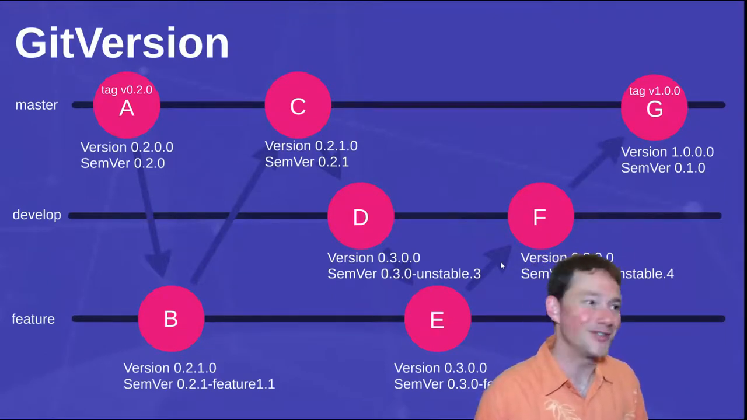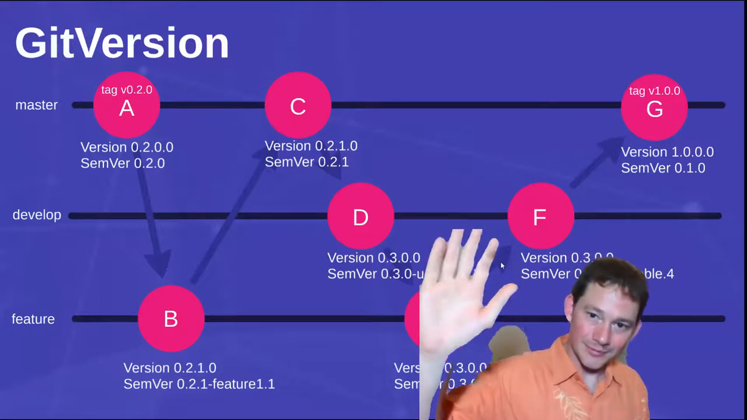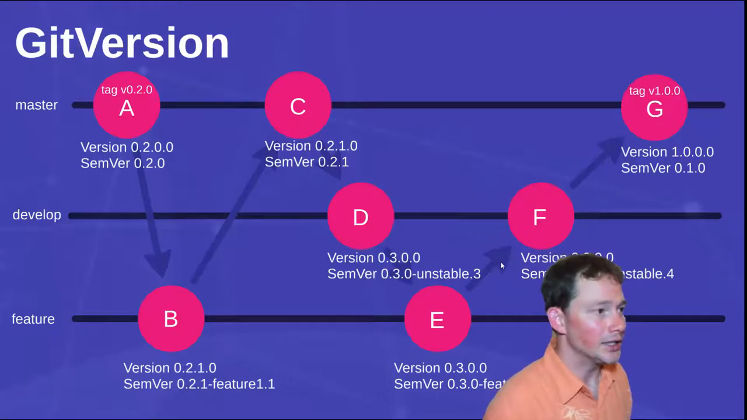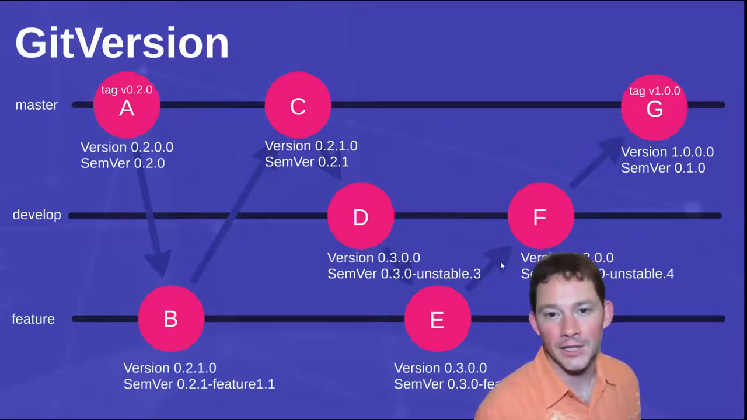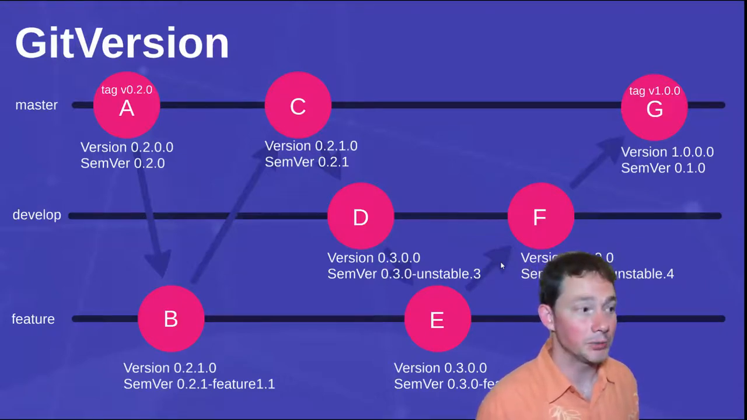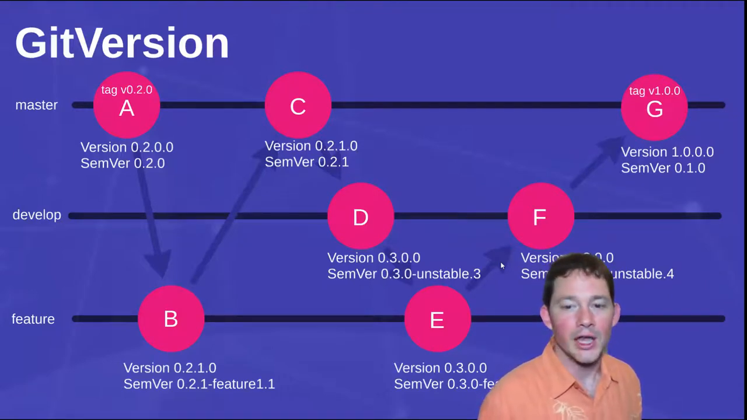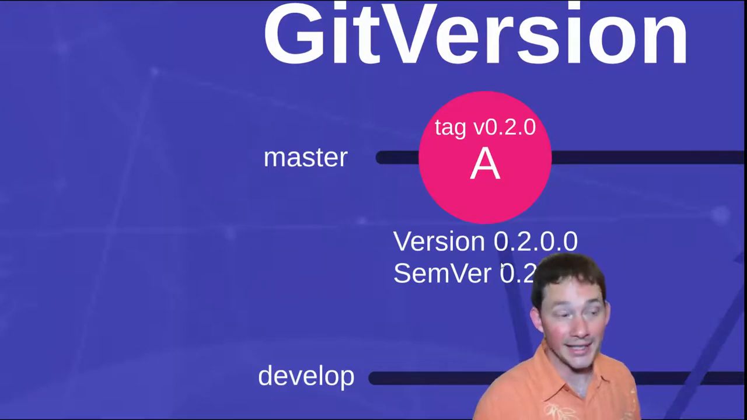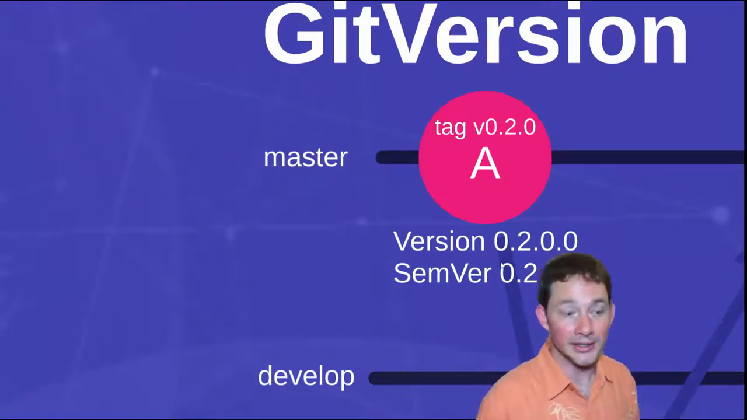Who here has heard of GitVersion? No? Oh, okay. GitVersion is great. It's a really cool tool. It allows you to automatically figure out what the version ought to be, particularly if you're already using Git Flow and Git. So here's an example. If you're on the master branch and you add a tag called v0.2.0, then GitVersion will return 0.2.0 and the semantic version 0.2.0, because it figures that out from the tag.